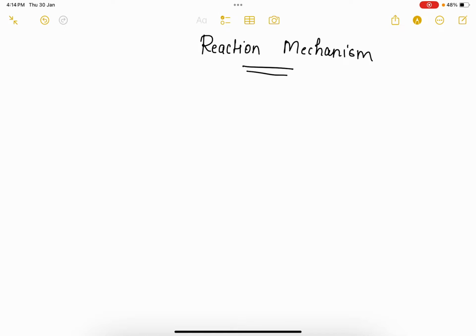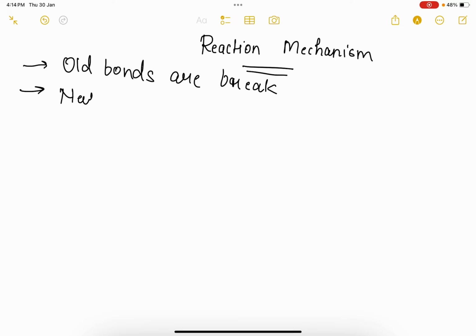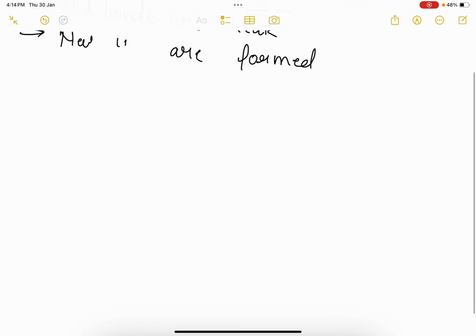In today's class, we are going to discuss reaction mechanism. So first thing, what is a chemical reaction? A chemical reaction is a process where old bonds are broken and new bonds are formed.